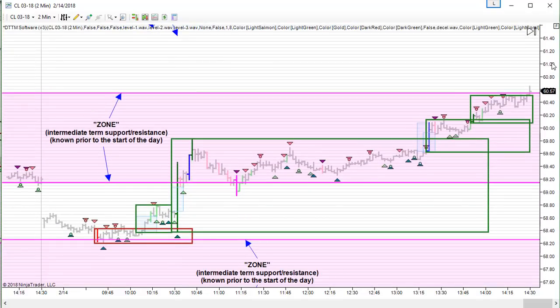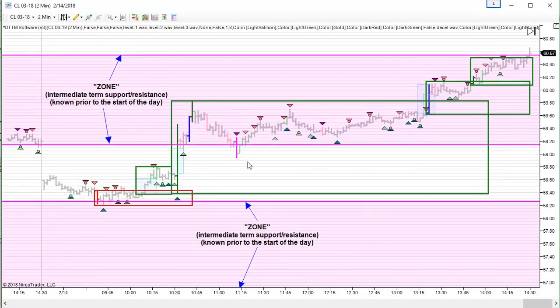Again, if we look at these boxes here, you can see that we're stacking buying boxes all day. That's bullish on more of a short term. But on the intermediate term here in the crude oil today, you can see that.